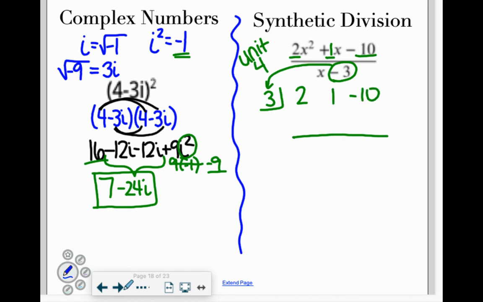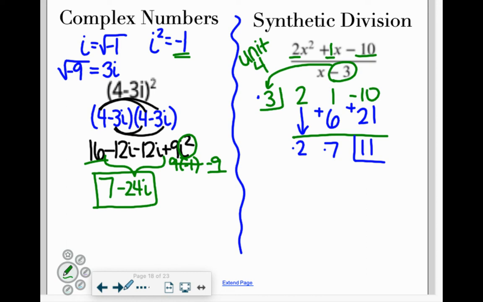And the rest of it is an algorithm or just a pattern. This one comes straight down, and this number gets multiplied by this number. That makes 6, and then you add those two together. And then you do 7 times 3, and add -10 and 21.